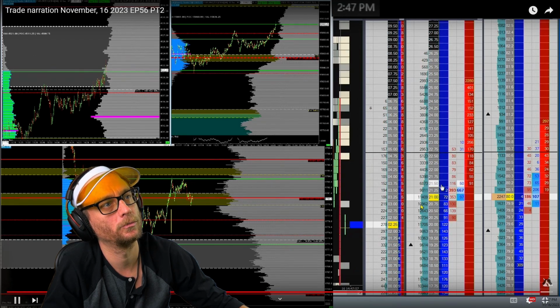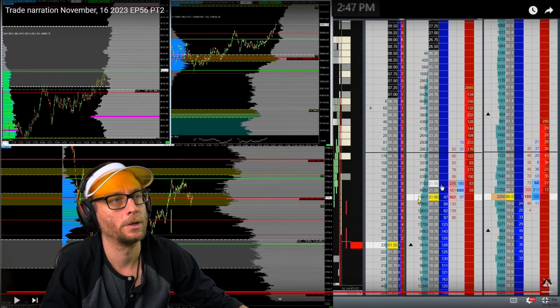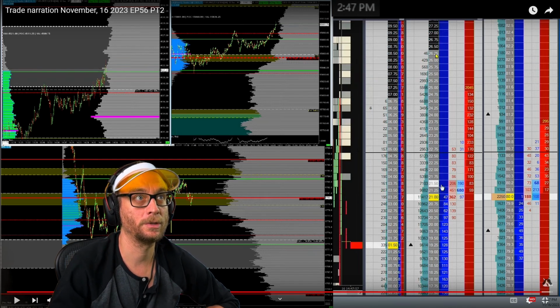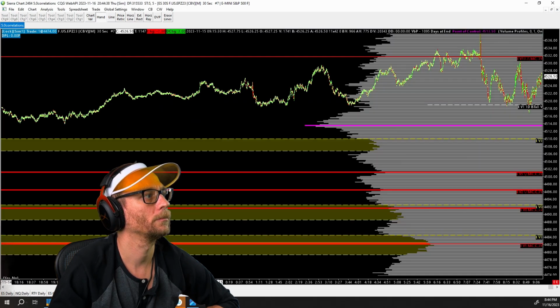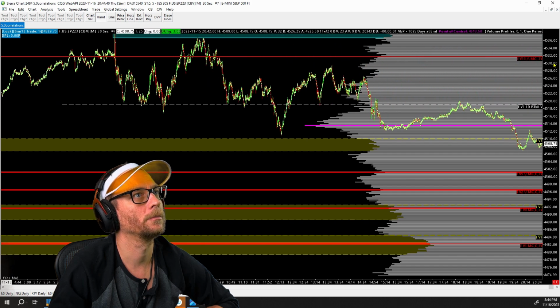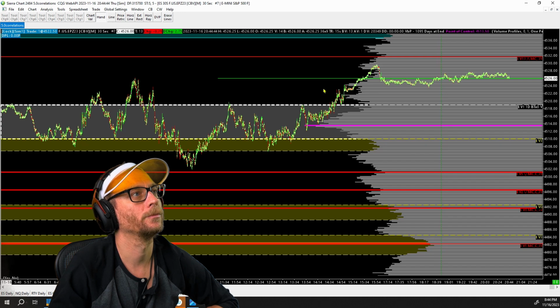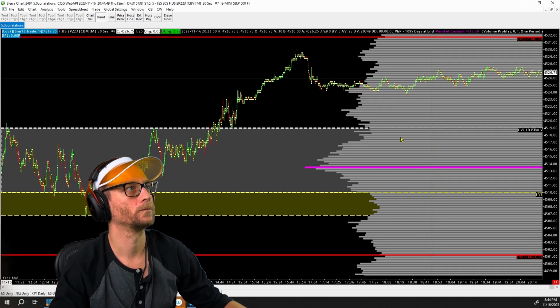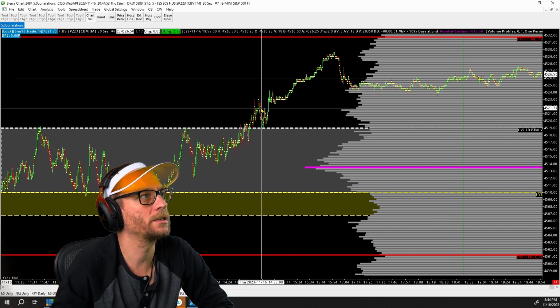And she goes to 23. Not sure if it does hit 26s. Let's take a look. So, she does. This is where it dumped in.